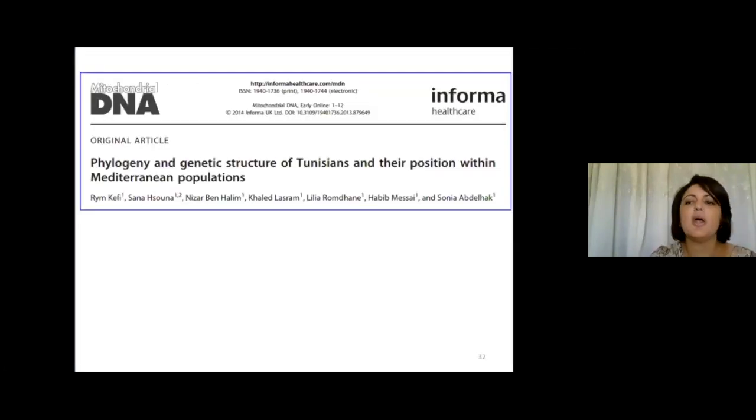To have more details on this work, I invite you to see our work on phylogeny and genetic structure of the, sorry, it's not this. This is, no, it's a mistake. Okay, I will give you the title of the work on Ibero-Mauritian origin through mitochondrial DNA analysis and phylogenetic analysis.